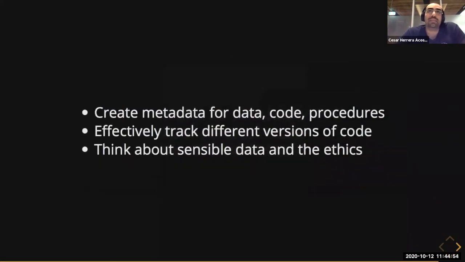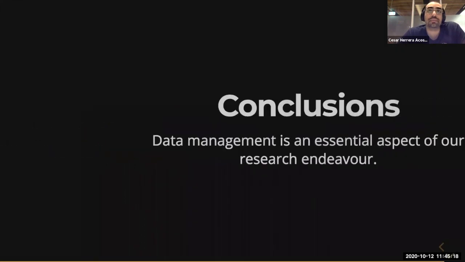Of course, creating metadata for the data, the code and procedures is also important. Effectively tracking different versions of code and data is also important. And for some people working with sensitive data, you have to think about the ethics, right? If you are working with humans, you have to be careful about what data you can make public or available to others.